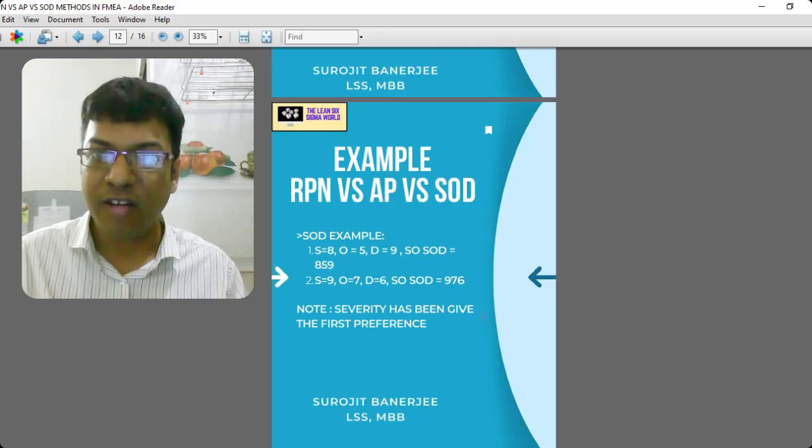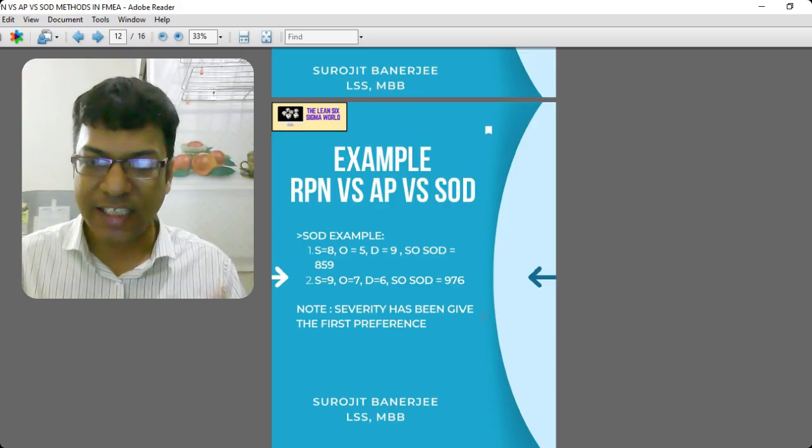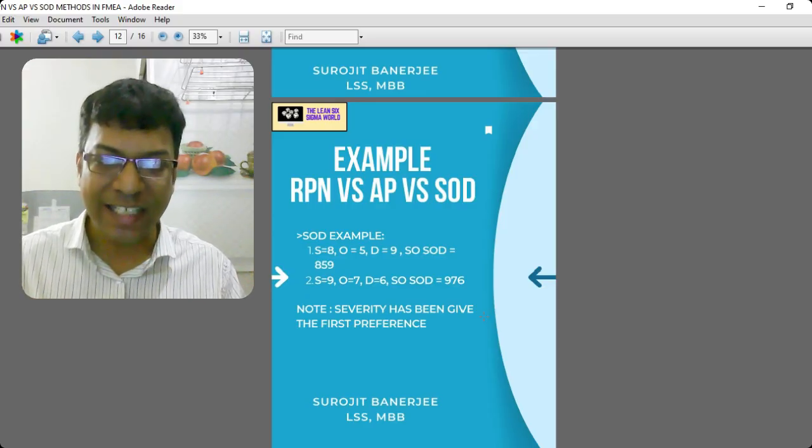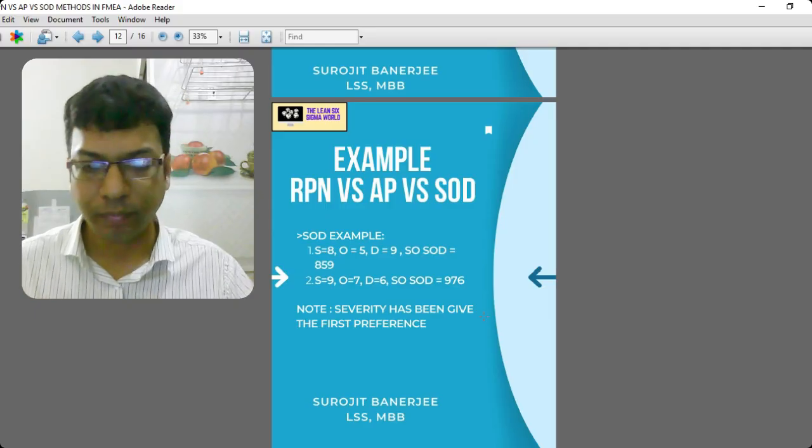So that is the basic example and the fundamentals, the relationship among RPN, action priority, and SOD, and why we are shifting from RPN to action priority. That is the basic clarity I have given through this example.